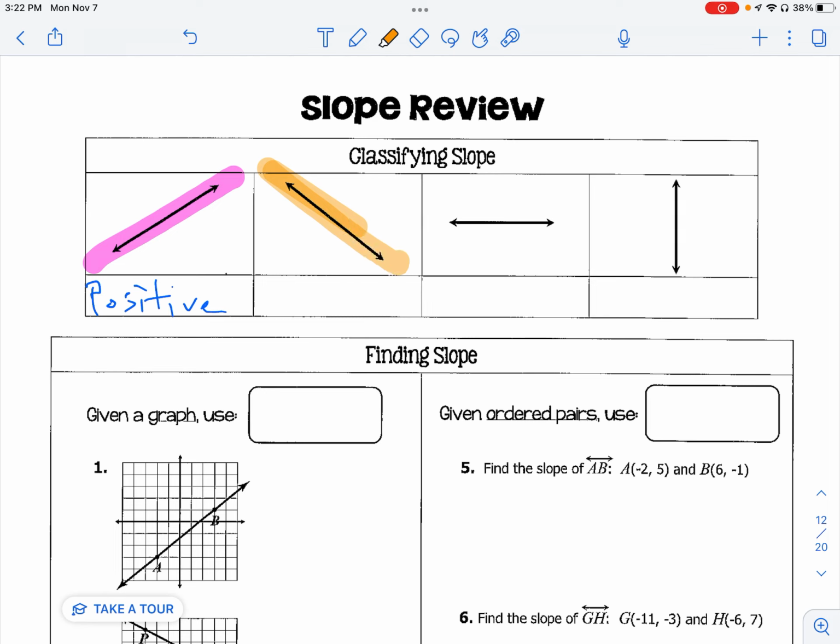If it's going down, it's going to have a negative slope. If it's straight horizontal, it has a zero slope. So that means when we look at the slope, in the numerator, we have a zero.